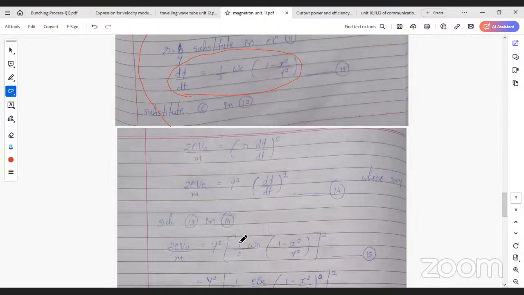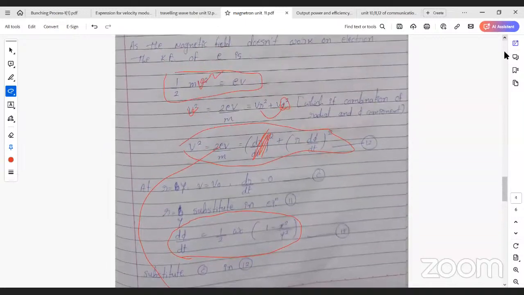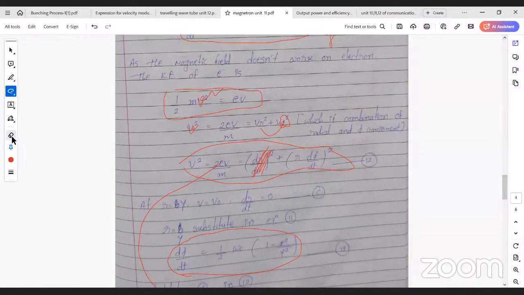Here, I substituted both. Ma'am, please once repeat the how equation 12 we got. Okay, ma'am. Equation 12.